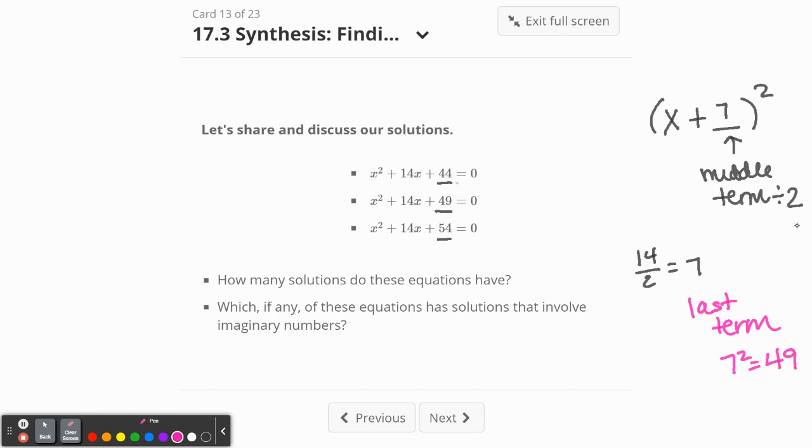Here we'd have to add 5. Here we'd have to add nothing. And here we would actually have to subtract 5. So I'll put plus 0. Take a look at these. Which ones do you think would have no solutions at all? No real solutions. This last one would have no real solutions.